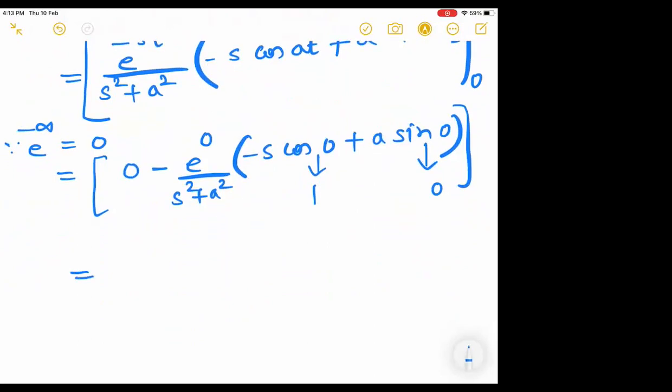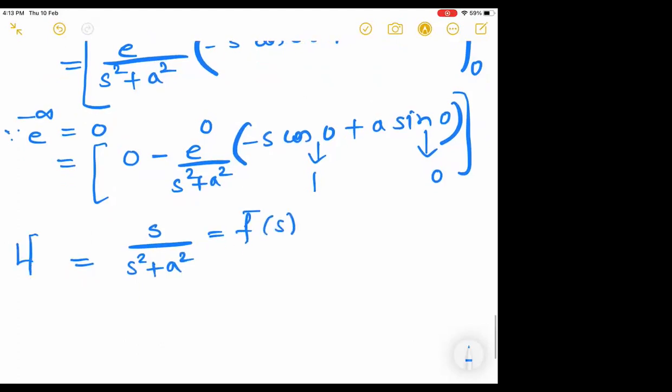What is remaining? Just tell me. What will remain? Yes, s divided by s square plus a square. This will come out as s upon s square plus a square as a function of s. And this is the transform of cos at.